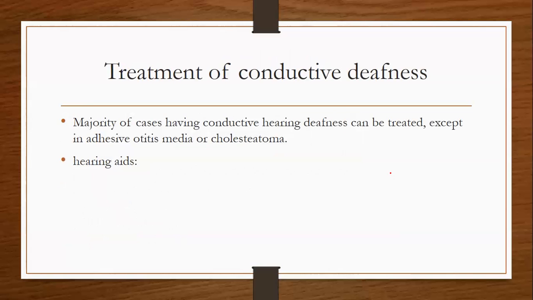The treatment of conductive deafness. How can we manage conductive deafness? The majority of cases of conductive deafness can be treated, except in cases like atrophic otitis media or cholesteatoma. So conductive deafness can be treated by assessing the cause, and causative treatments can be provided for the patient to relieve this complaint. It cannot be effectively managed in case of atresia or cholesteatoma. And next is the hearing aid. Hearing aids can be used as one of the most important tools to manage conductive deafness.